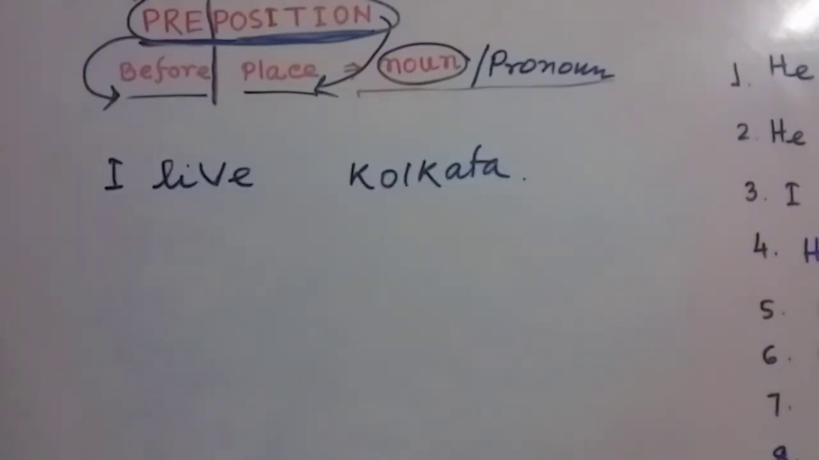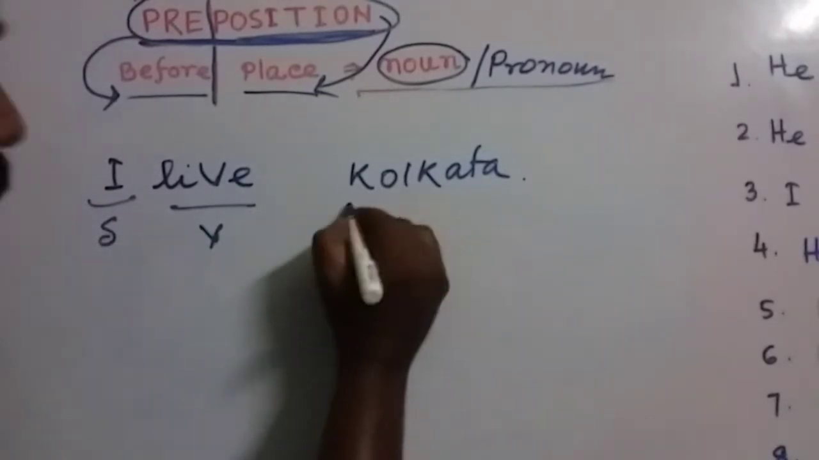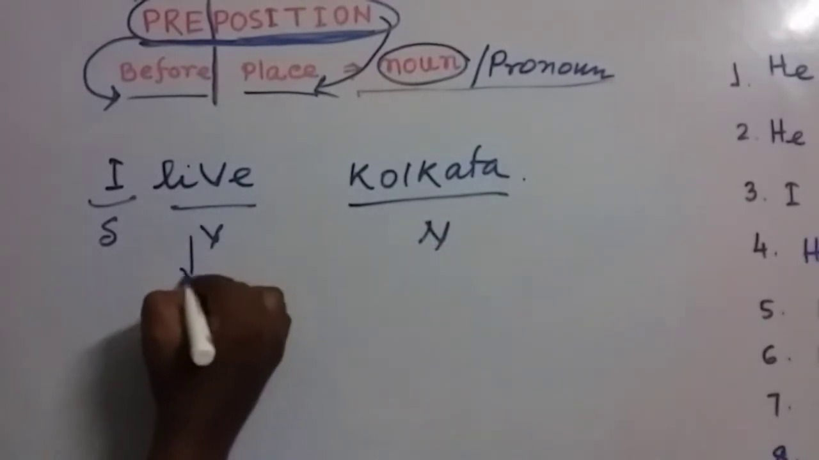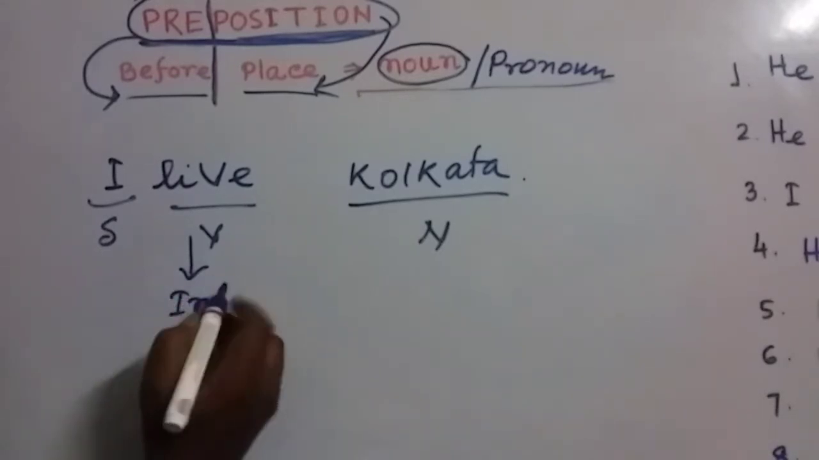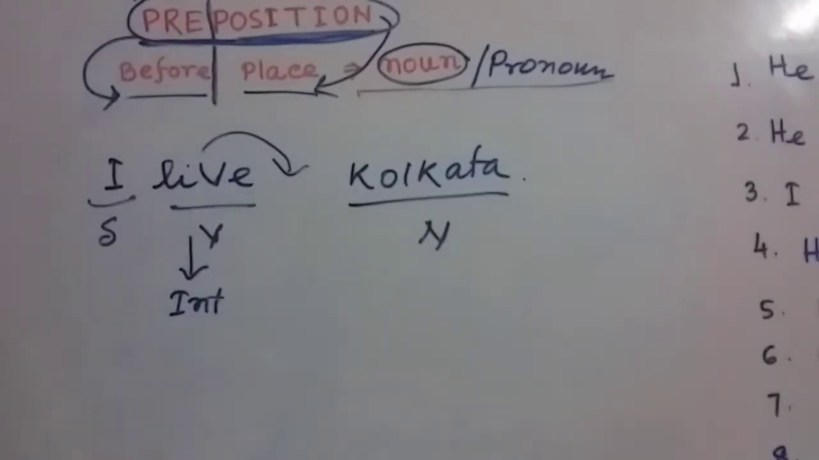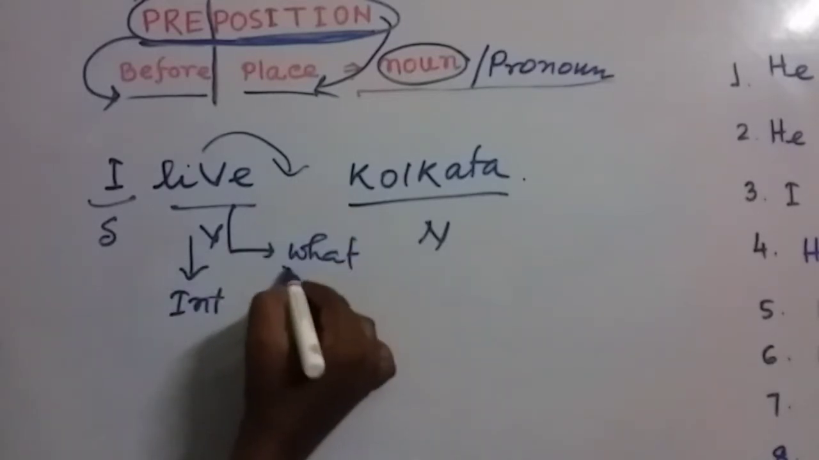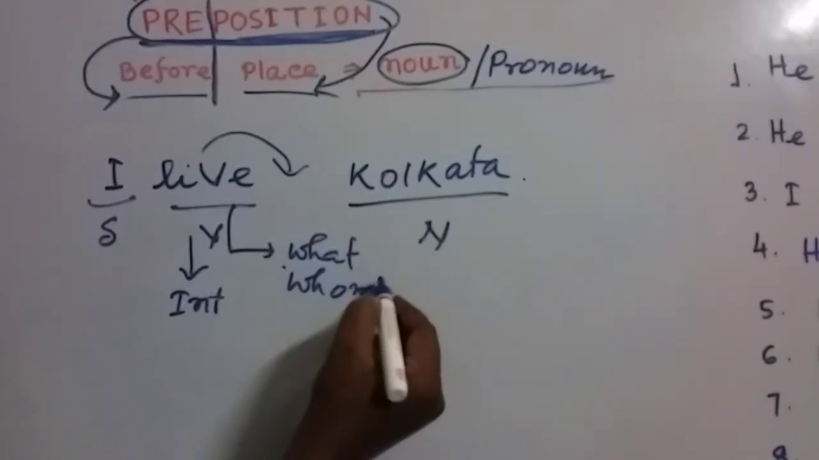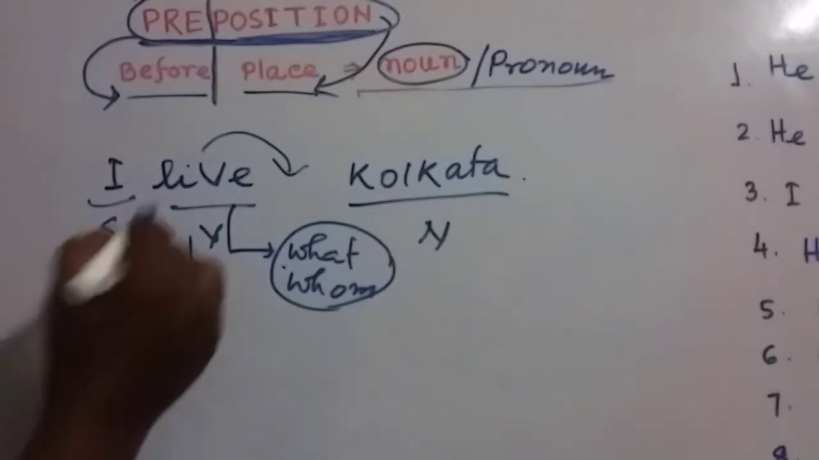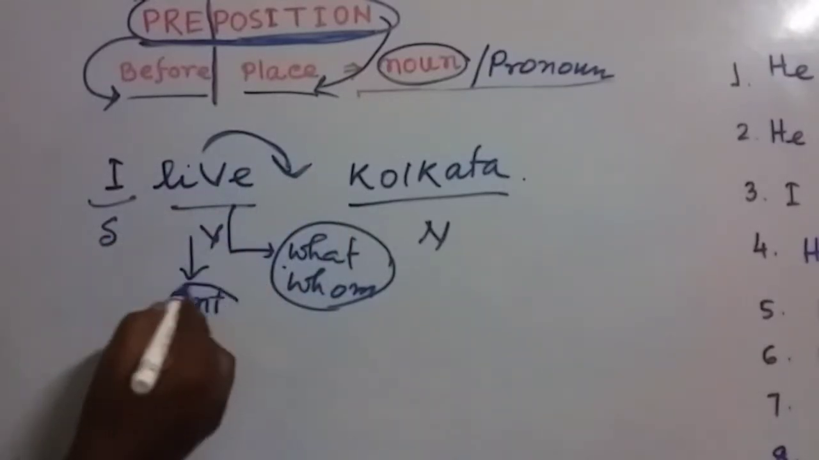Friends, let's look at this example. Here, this is the subject. This is the verb. And Kolkata, this is the noun. And this verb is an intransitive verb. Intransitive verb. That means there is no such receiver of this action. If you ask this verb by what, there is no answer. If you ask by whom, there is no answer. That means in this sentence there is no such object. That means there is no receiver of this verb. So obviously it's an intransitive verb.